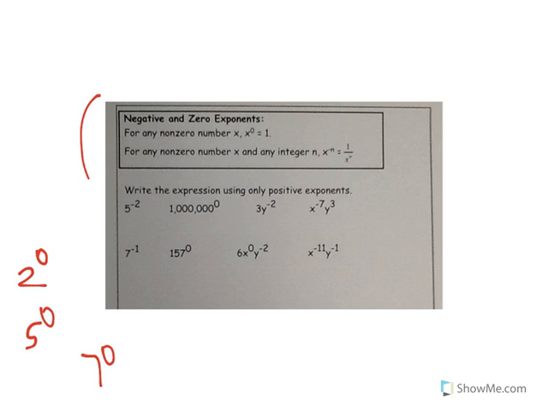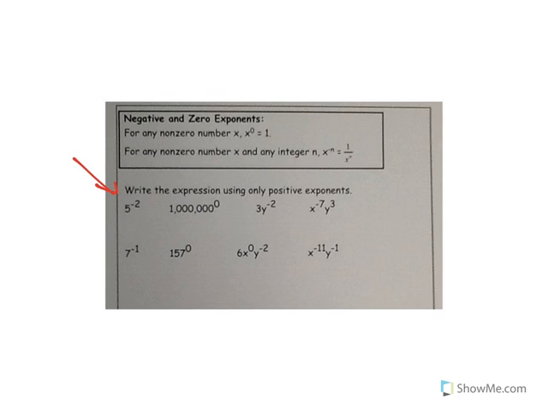And for any non-zero number x and any integer n, that means to the n power here, or to the negative n power, then it's equal to you put the 1 in the numerator, and then underneath you put x to the nth power. So let's look and see what this actually means.